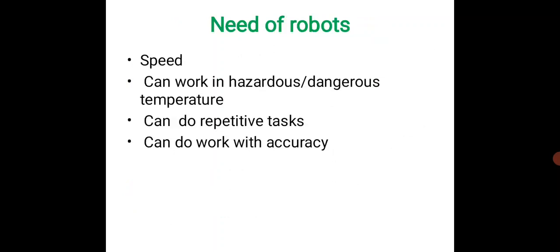One thing is speed. A man cannot work at that much speed, so the robots can do it. And certain places human beings cannot enter, which may be hazardous or have dangerous temperature. In those places, robots can be deployed. And suppose we want to do any repetitive task, normally the human being will get bored. So we can do the repetitive task with accuracy using robots. And similarly, for any work requiring accuracy, we can rely on the robot.